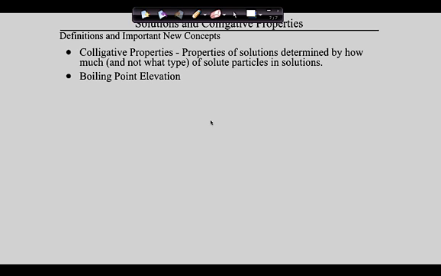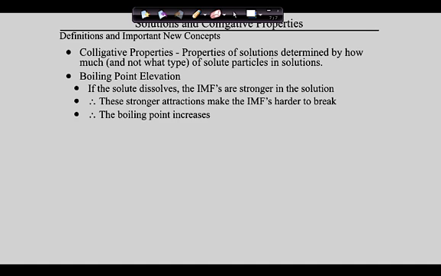Somebody string it together. It's 3 logical steps. How does it go? Step number 1, if the salt dissolves in the water, what has to be true? The intermolecular forces are stronger. Thought number 2, if the forces are stronger, are they harder or easier to break? Harder to break. If they're harder to break, what happens to the boiling point? Goes up, just like this.